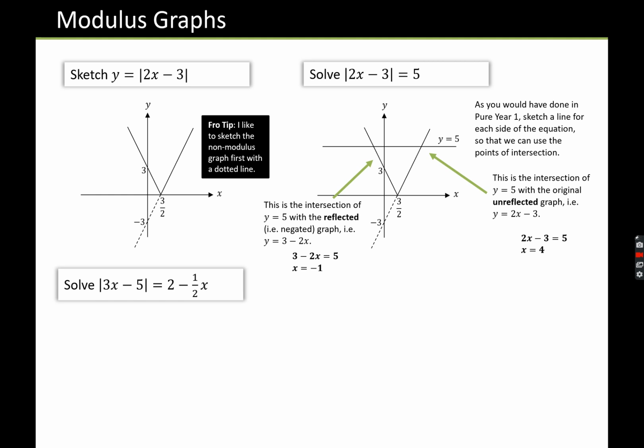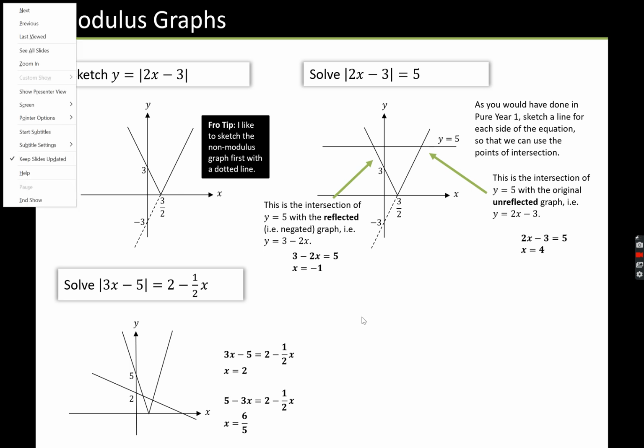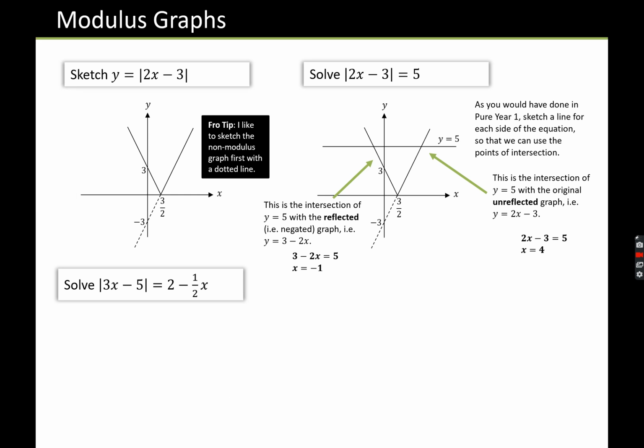Right, last little bit. Solve the modulus of 3x minus 5 equals 2 minus a half x. Okay, so sketch them both. Exactly the same idea. Actually, let's go through this a little bit slower.